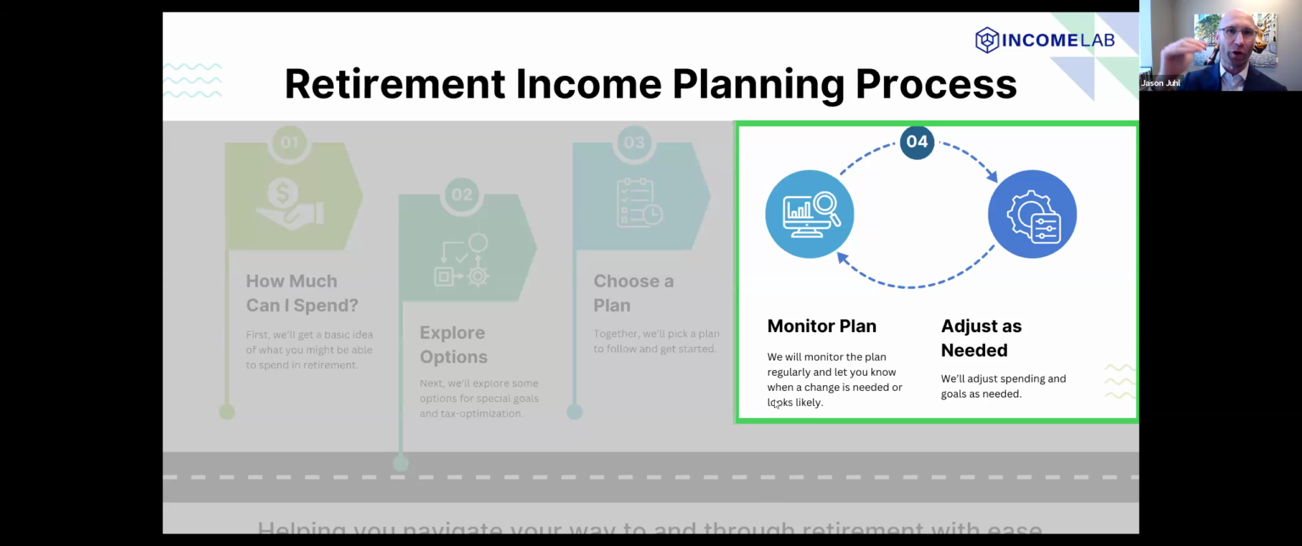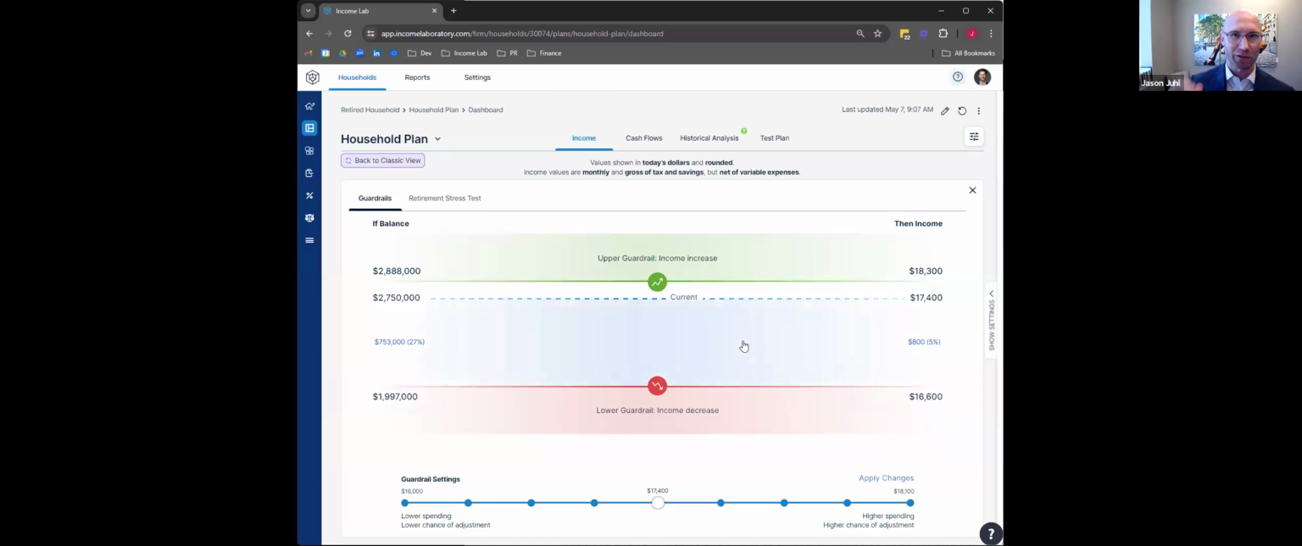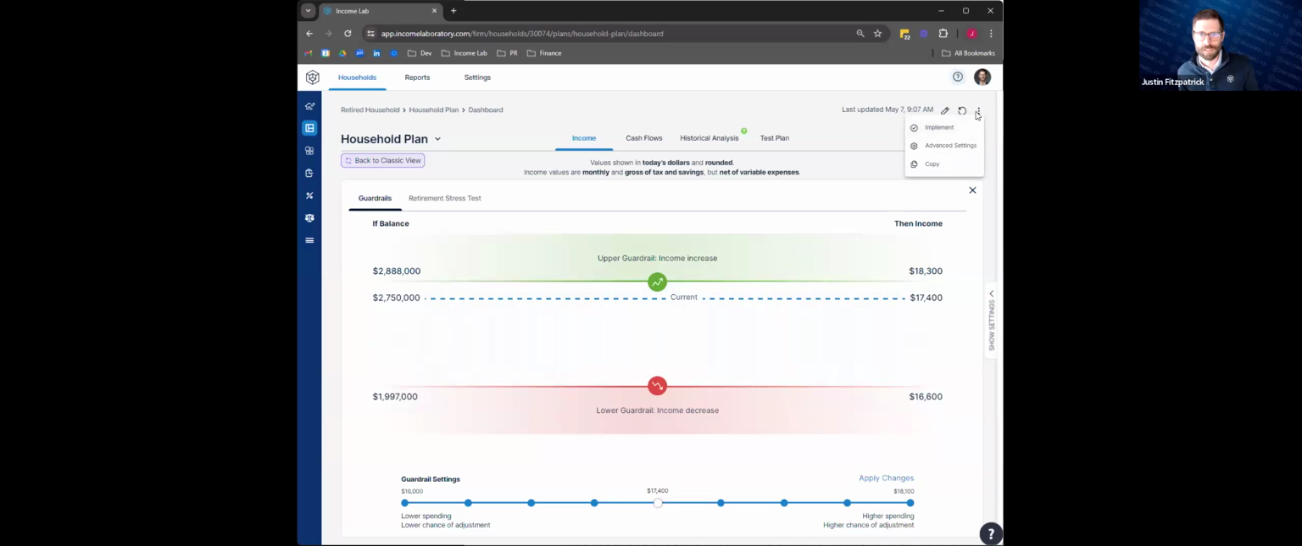I haven't coined ROS, return on sleep, so go ahead and use that. But it seems to resonate really well with clients. So that gets back to the permission to spend piece, permission to go live your life without fear and so on that we were talking about in the first session as well. So as I said, once you set a plan to be implemented, and by the way, to implement a plan, you just go to this little 3-dot menu and hit implement. What happens then is it's no longer asking, what can I spend?